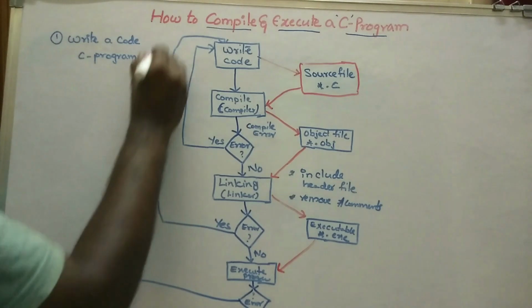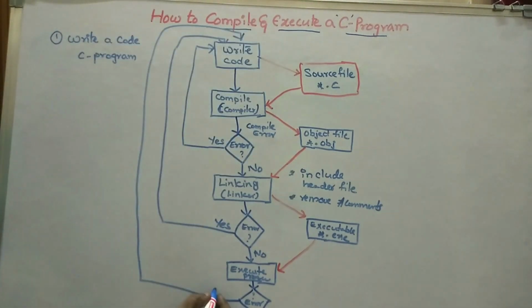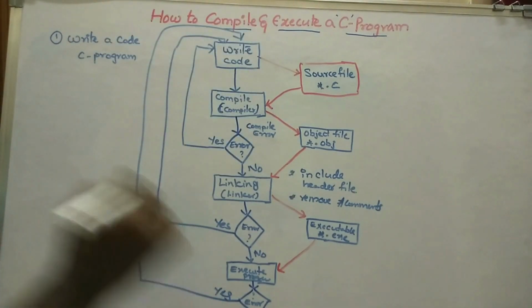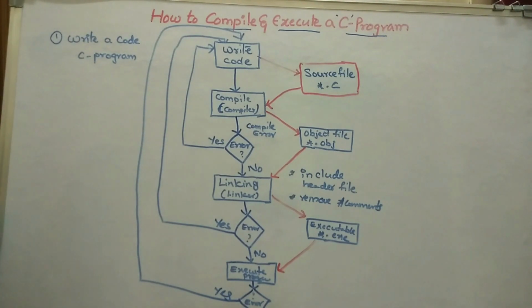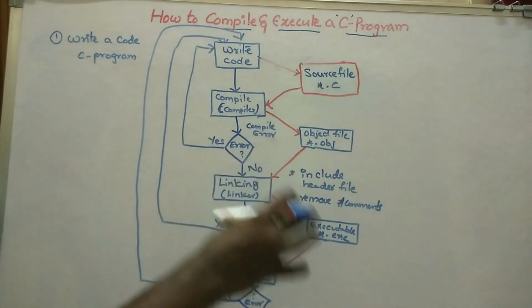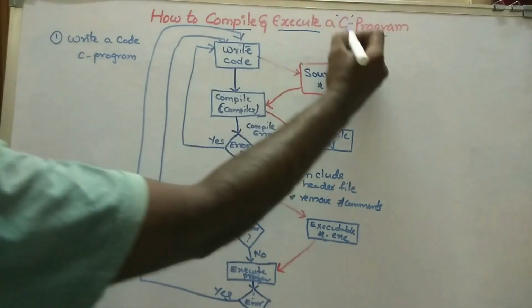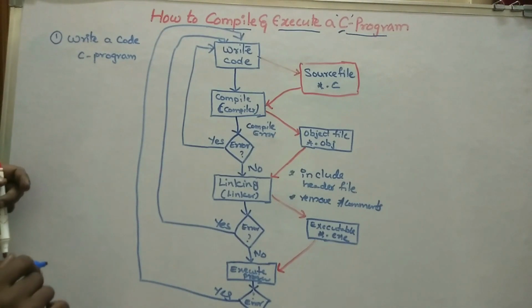Again go to the program, right? If the error is yes, go to the program. Otherwise, suppose if it is no, then we can tell the program is a success. Now this is the flow of execution in any C program.